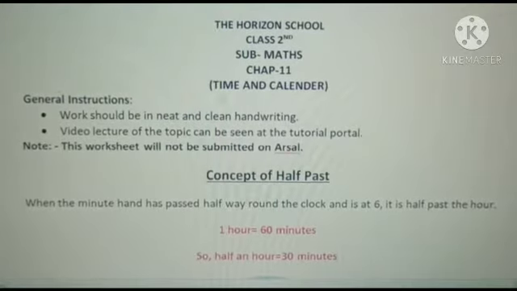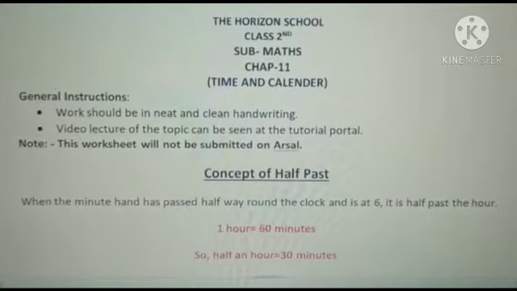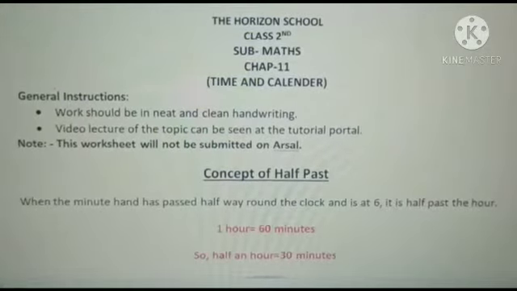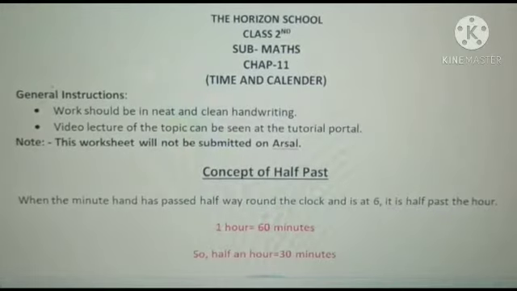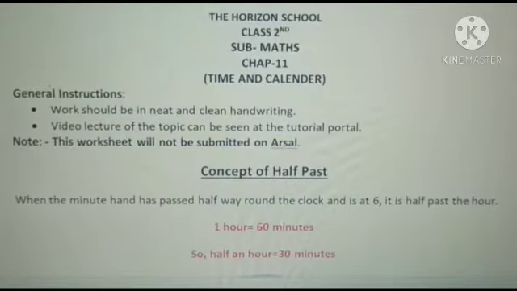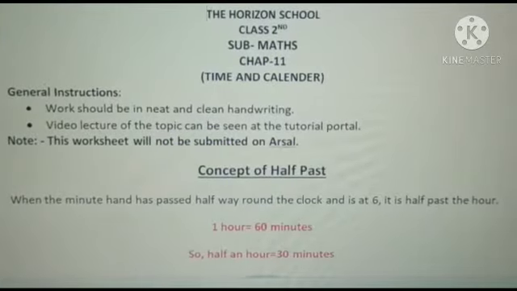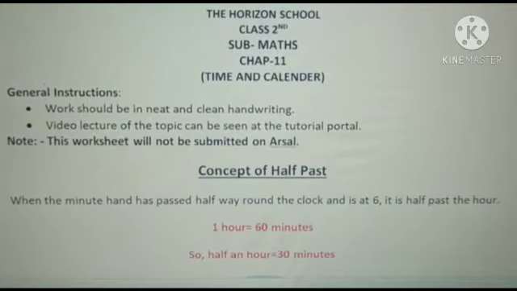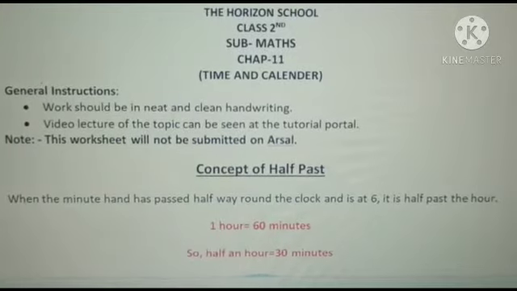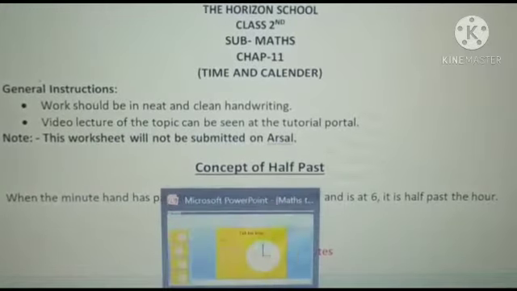So, in this chapter, we are studying about time and calendar. Okay, so in the previous class, I have taught you o'clock time. That is 12 o'clock, 5 o'clock. O'clock means when the minute hand is at 12. Okay, so before starting, just have a quick recap of o'clock time. Let me show you the PPT.